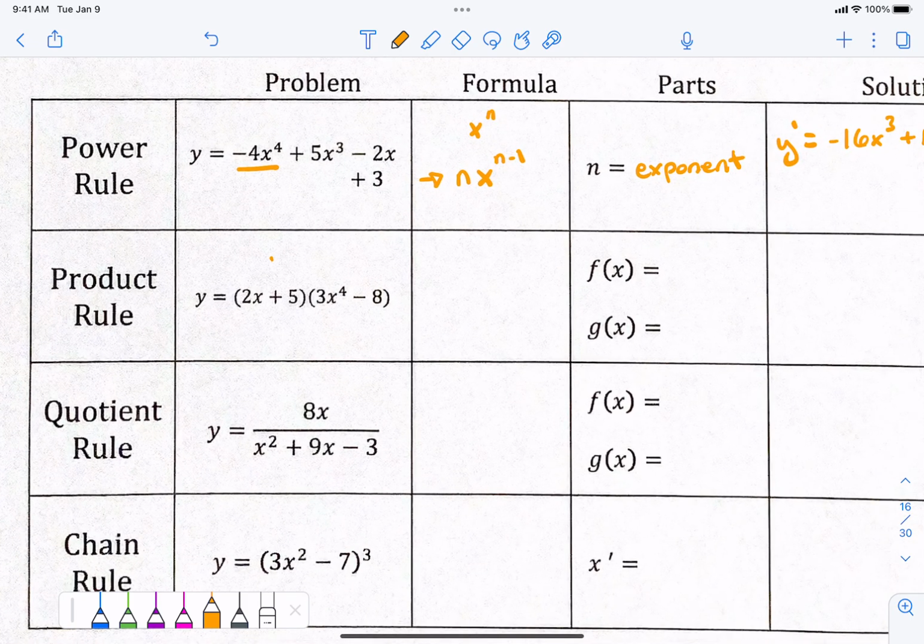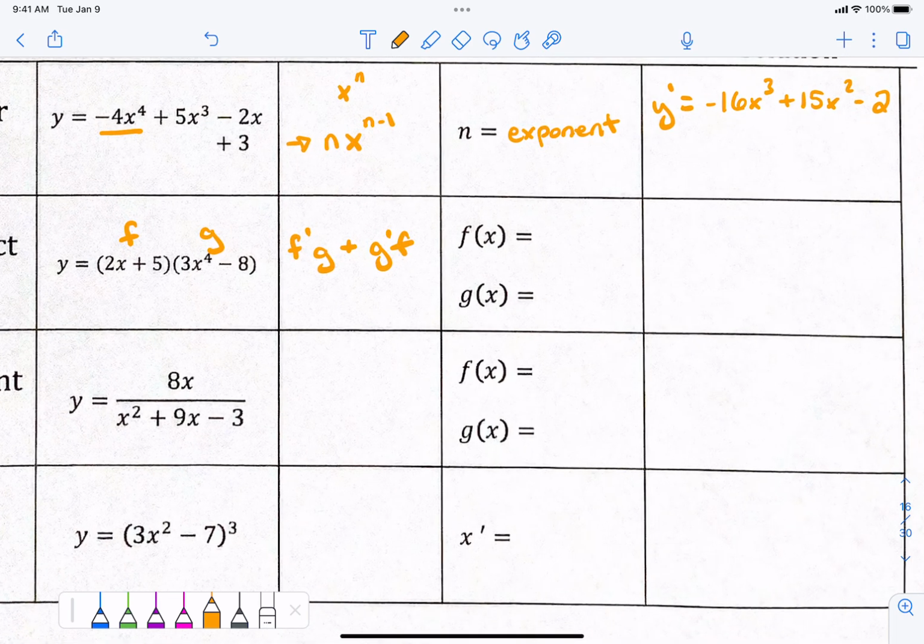Product rule. This is your F and this is your G. Product rule is 2 pieces, okay? Formula is F prime G plus G prime F, okay? All right, in this problem, what is F? The first half, 2x plus 5, okay? G in this problem is 3x to the fourth minus 8, okay?